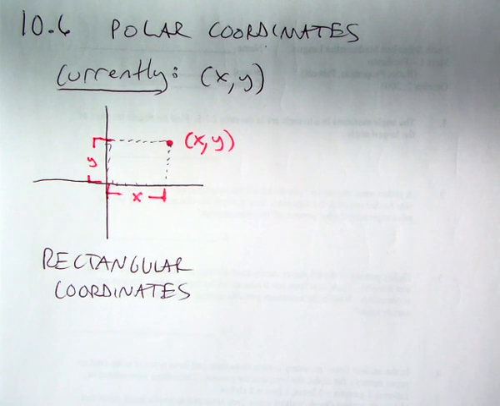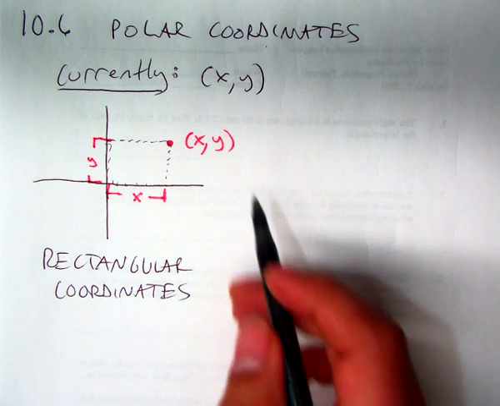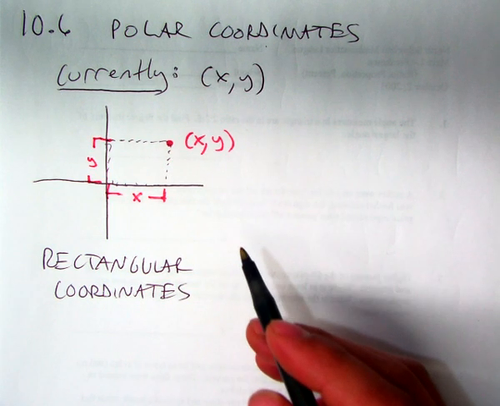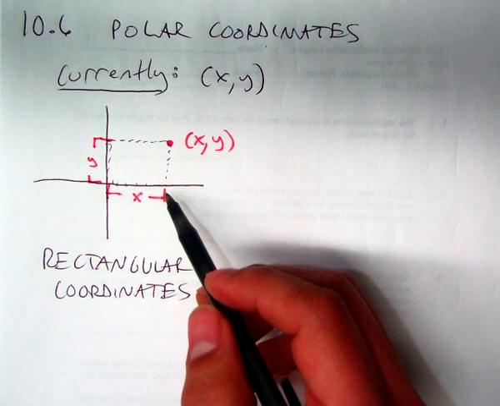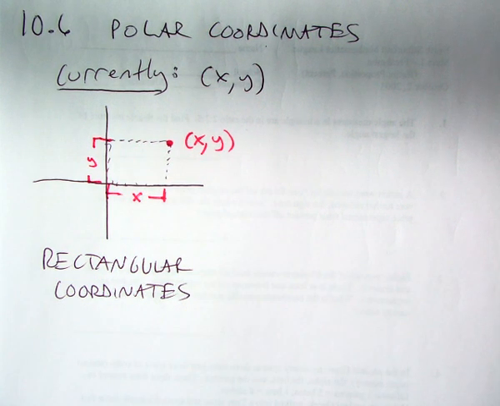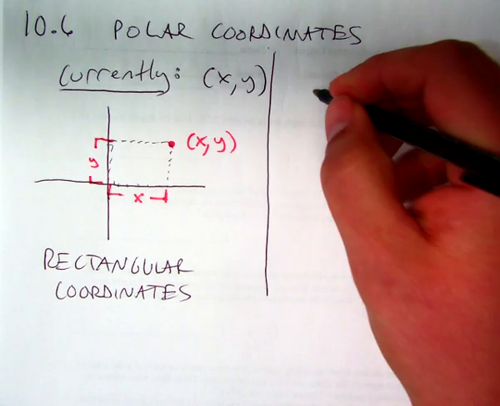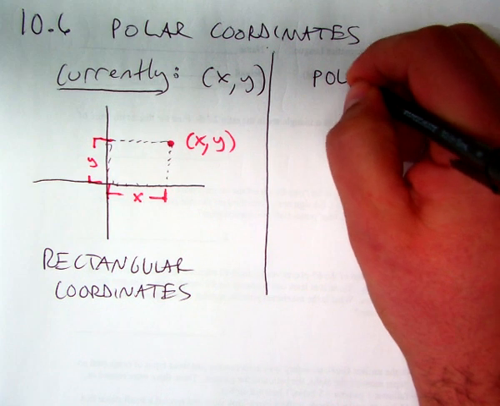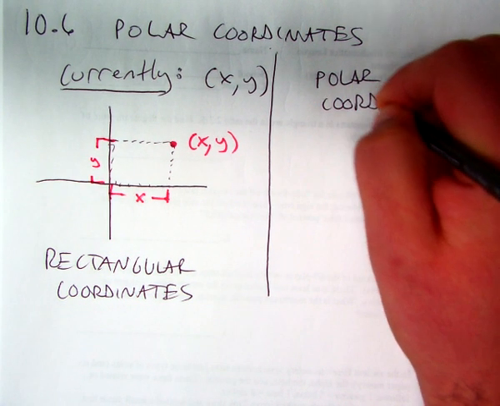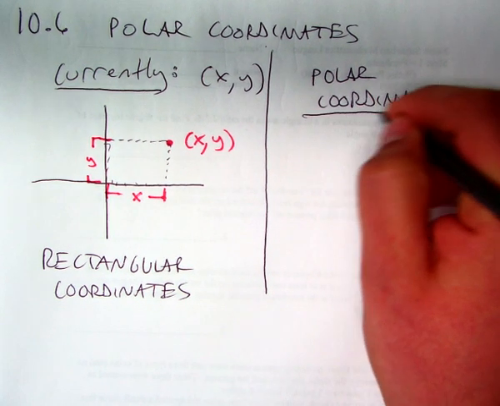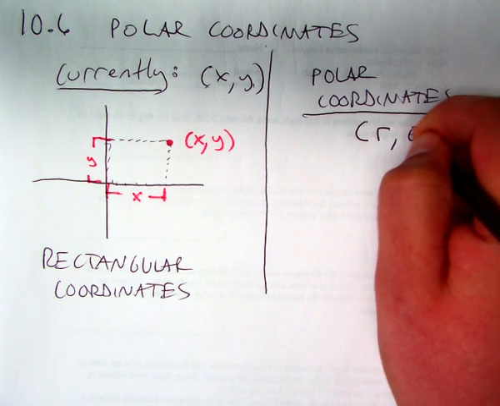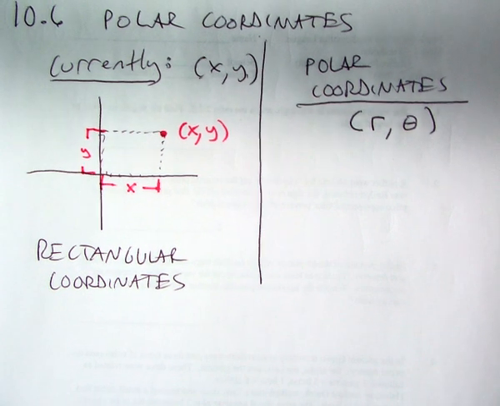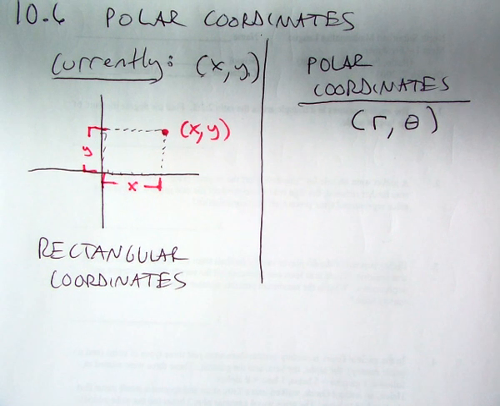Now, this is not the only way to describe a position. This is one of the most basic ways to describe to someone how to get to a position. You know, you go west 5 blocks, go north 3 blocks, there's my house, that kind of deal. Another way to describe a position is using polar coordinates. And the idea is, instead of an X and a Y, you're going to be given a radius and an angle. Much like that third problem in the warm-up.